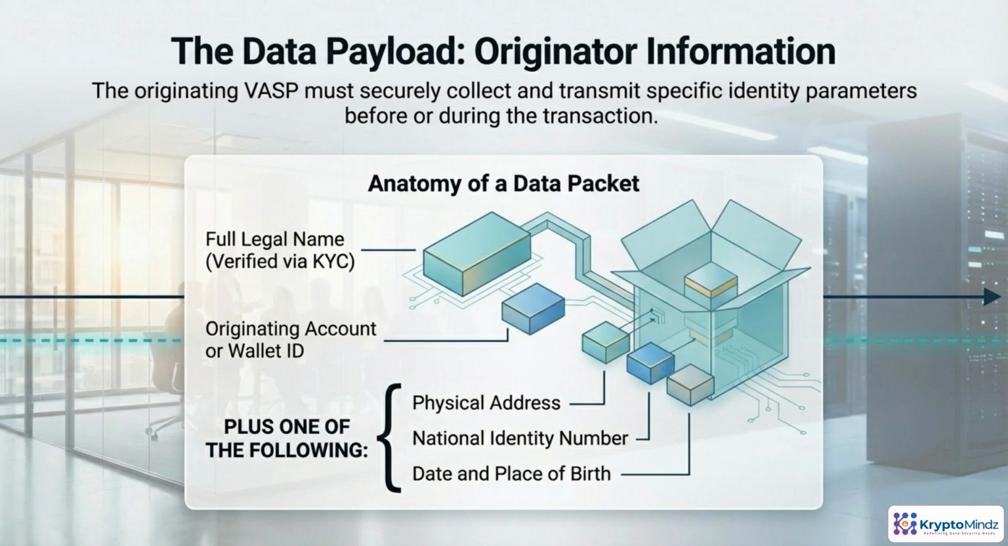For the travel rule, treat every outgoing transfer as needing a labeled box of originator data. NovaX must already know the customer's verified legal name and their account or wallet identifier. Then, one stronger identifier travels with it: either a residential address, a national ID number, or full date and place of birth. Together, those elements let receiving institutions reliably identify who actually sent the funds.